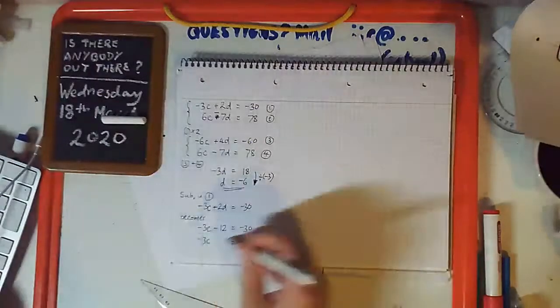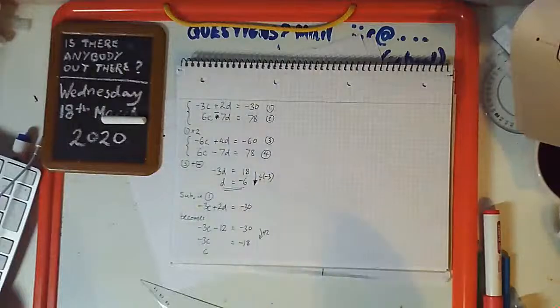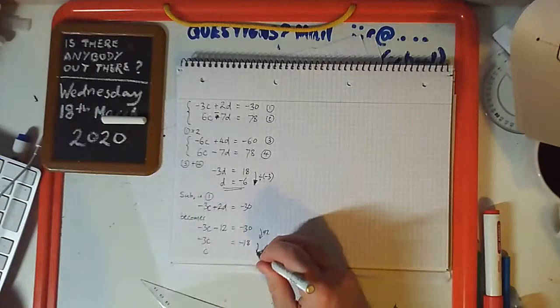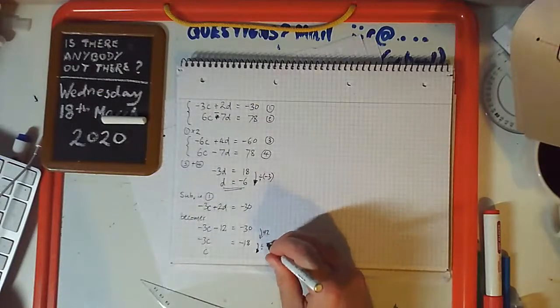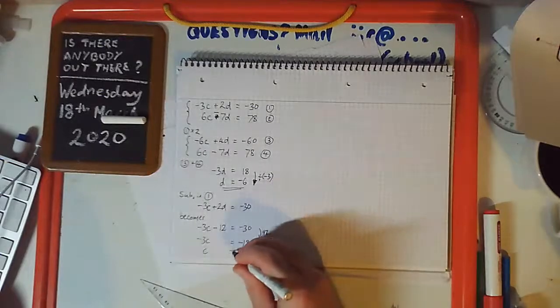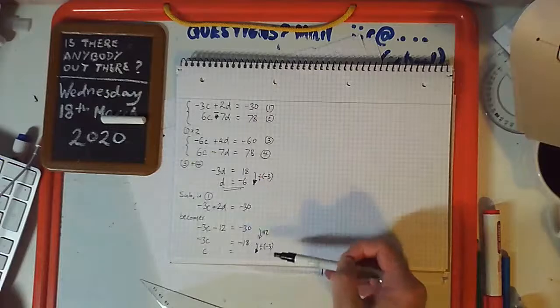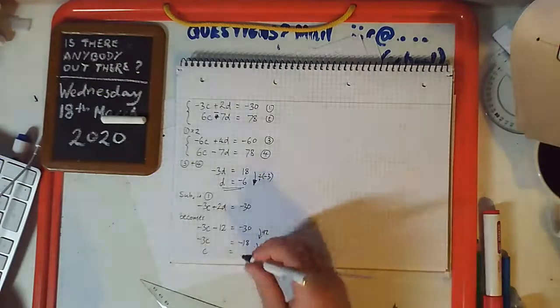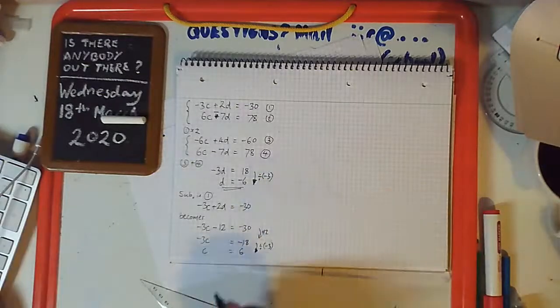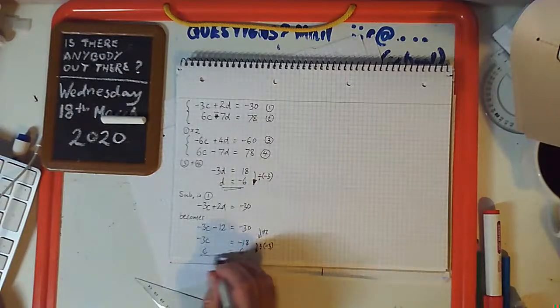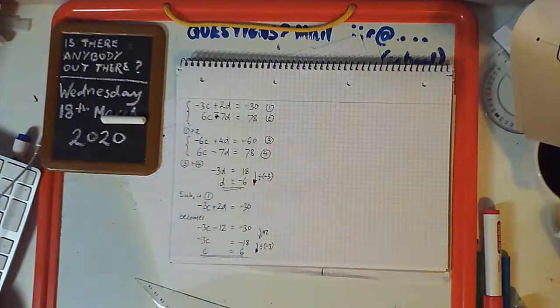So I don't want to know what minus 3C is. I want to know what C is on its own. So I'm going to divide everything by minus 3. And I've got to do that on both sides because it's like a balance. So minus 18 divided by minus 3 makes plus 6. Minus divided by minus makes plus. So C equals 6 and D equals minus 6 are my answers.